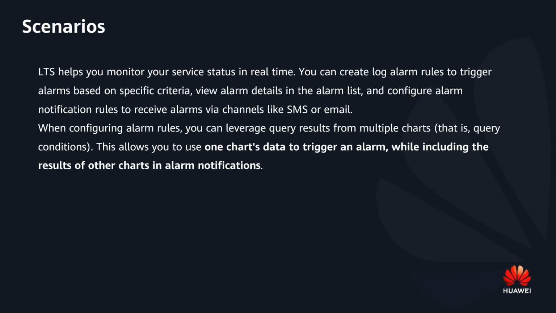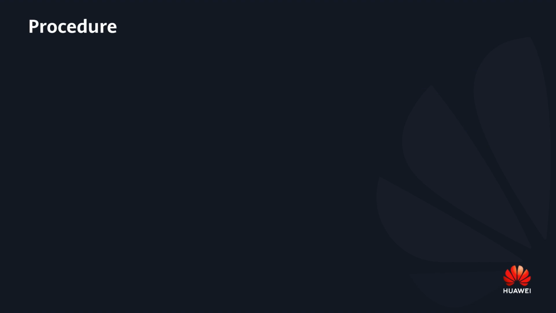When configuring alarm rules, you can leverage query results from multiple charts, that is, query conditions. This allows you to use one chart's data to trigger an alarm, while including the results of other charts in alarm notifications. The procedure is as follows.